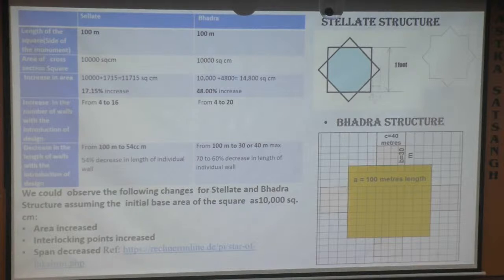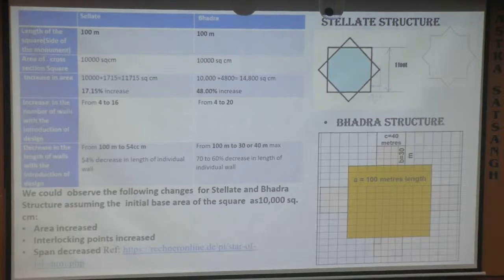Whereas on the other side, for the Badra structure, if you work it out, it will be from 4 to 20. So we are increasing the wall numbers. And when you talk about the decrease, as far as a straight wall, suppose I have a 10-meter wall, if there is a tsunami, definitely it can fall. Whereas if you have a zigzag wall, it can withstand. So that's what I would like to say.